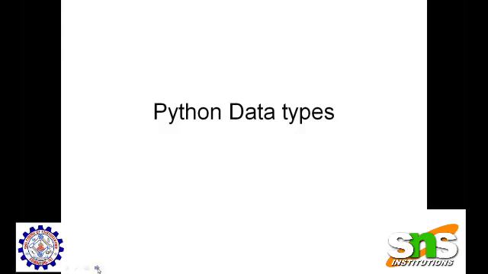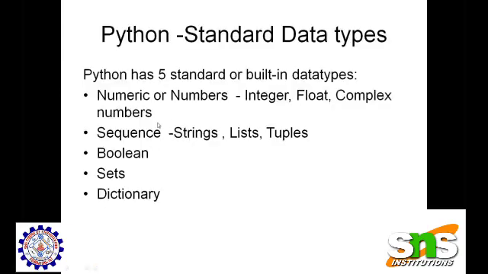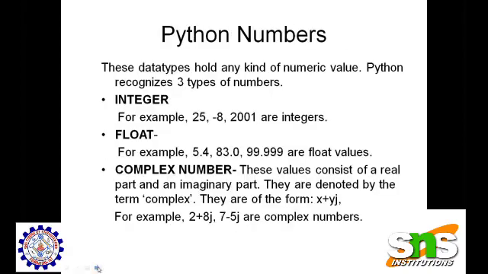Python has 5 standard data types. They are numeric or numbers, sequence, boolean, sets and dictionary. In numeric or numbers we have integer, float and complex numbers, and in sequence we have string, list and tuples. So we will see one by one. The first is numeric or numbers.